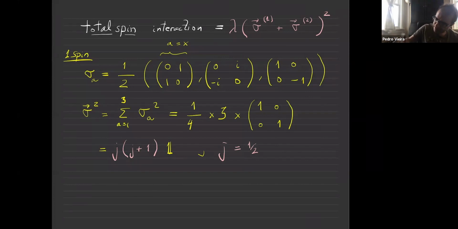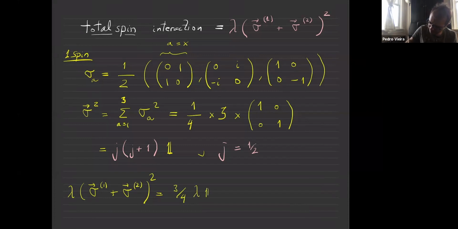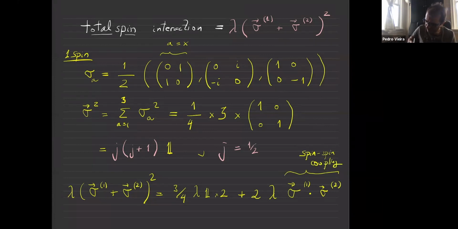But what's interesting is that when we have two spins, when I have lambda times spin at position 1 plus spin at position 2, and I square this, the sigma 1 squared and sigma 2 squared are boring. It is just 3/4 times lambda times the identity. This happens twice, so times 2. So this would be just the sigma squared plus twice lambda sigma at position 1 dot sigma at position 2. And this is the usual spin-spin interaction, the spin-spin coupling. You can say that up to a trivial constant, it is just measuring the total spin. So this spin-spin interaction is the total spin minus some boring constant.